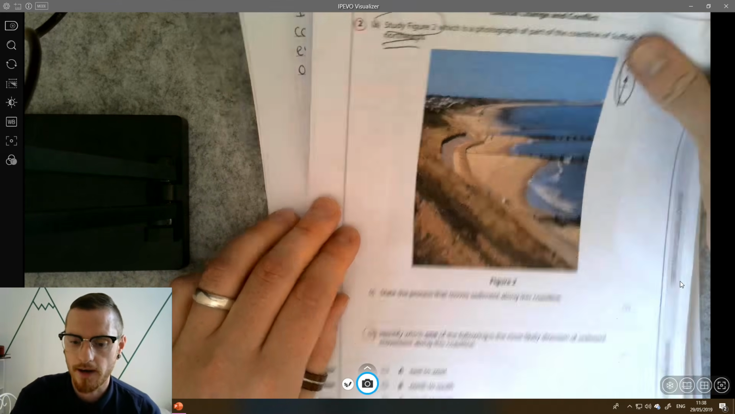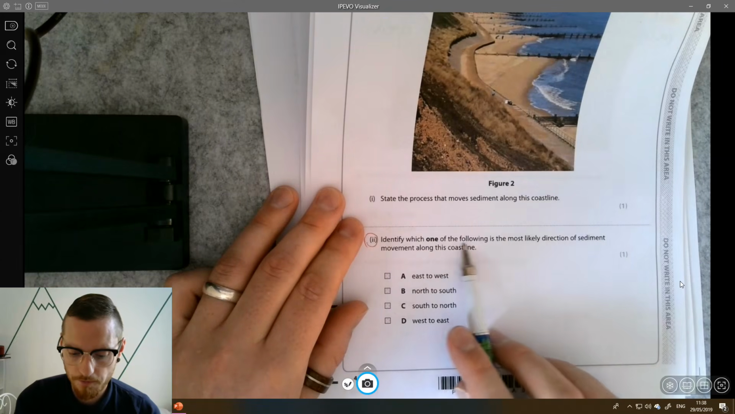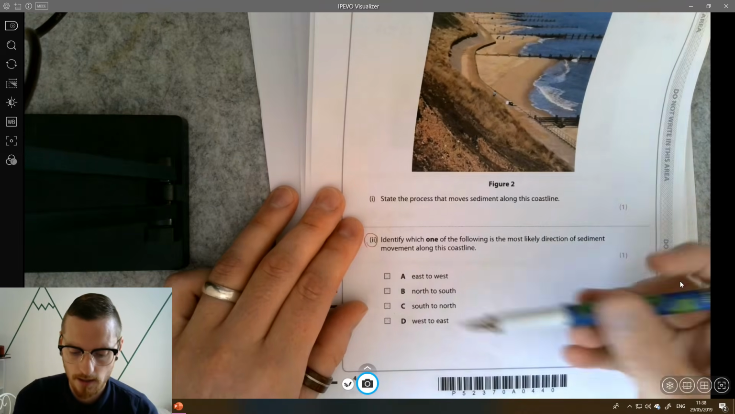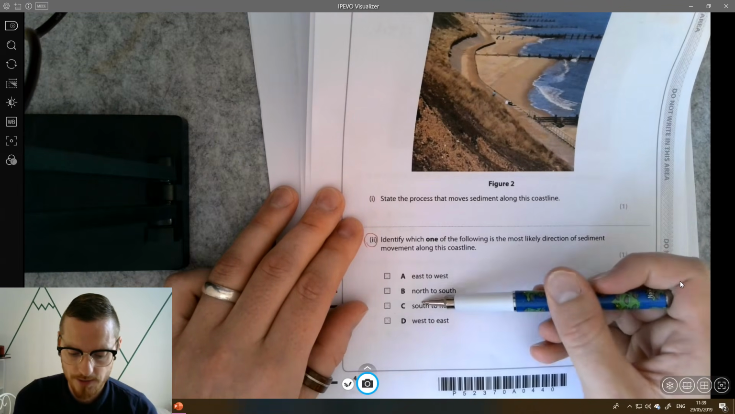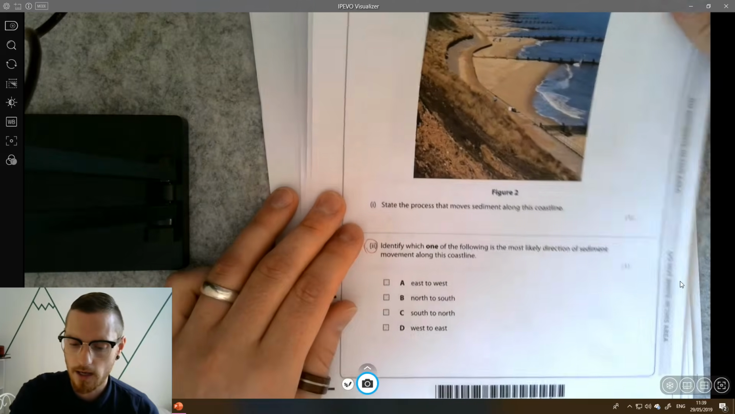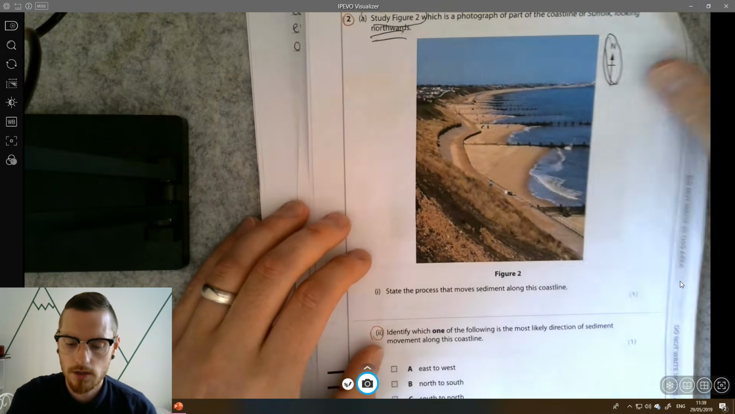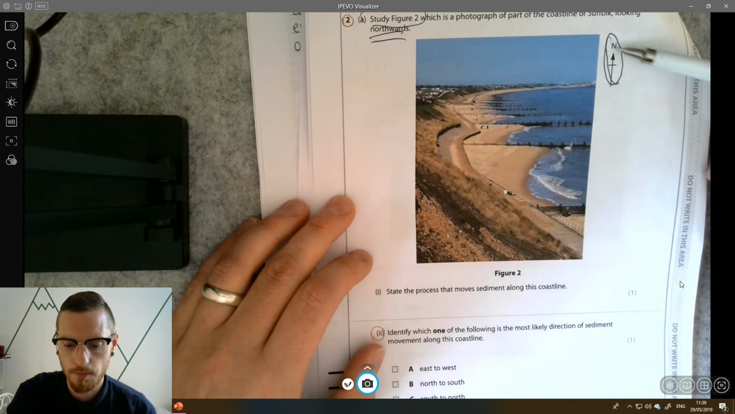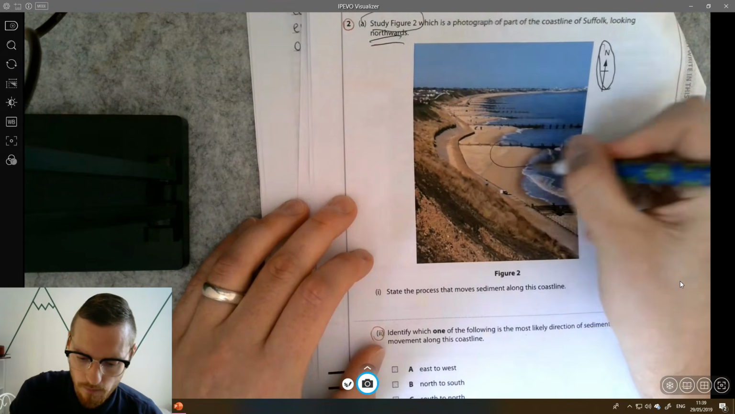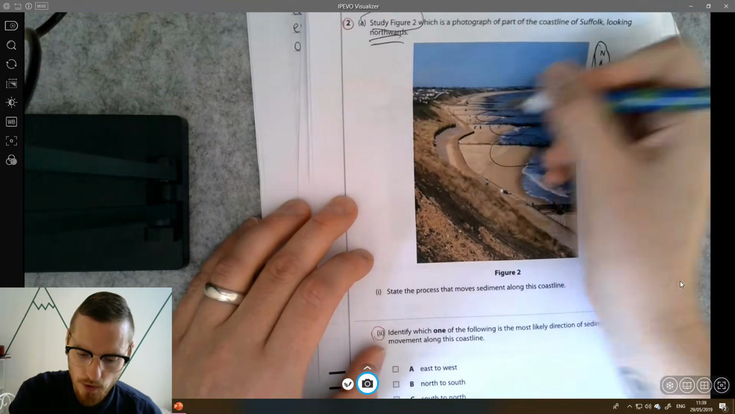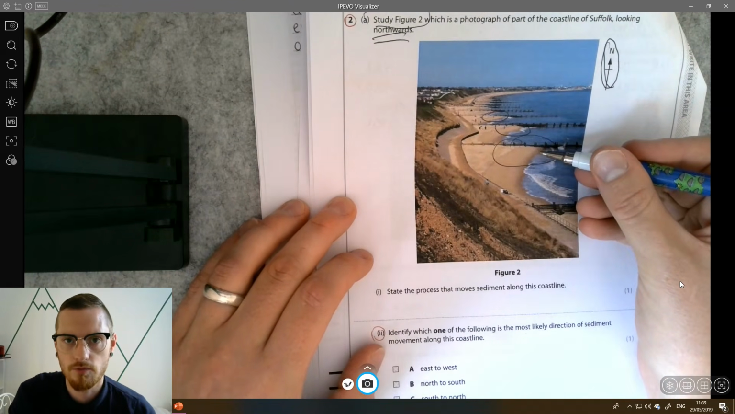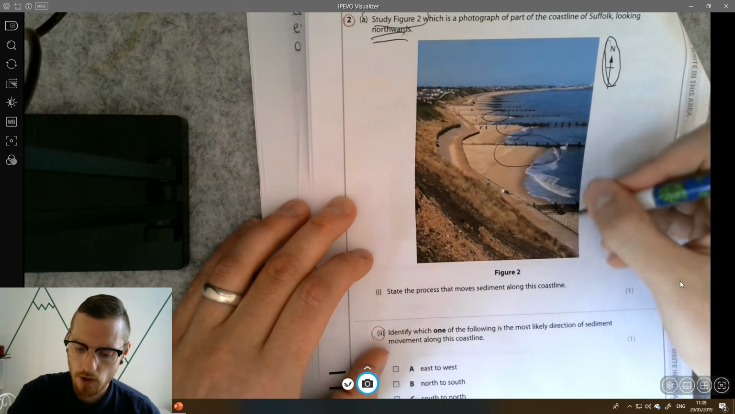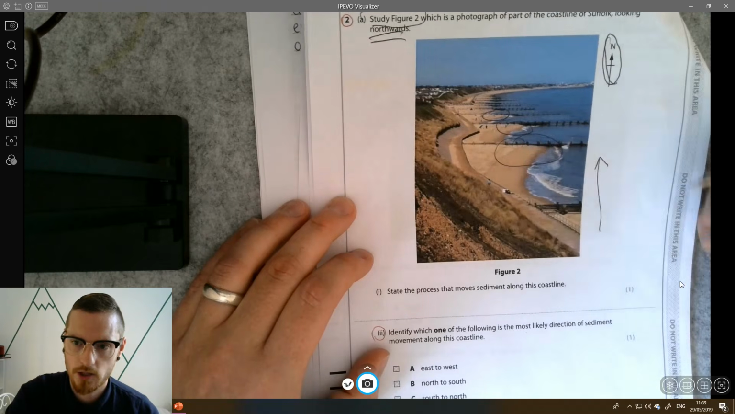Question here: identify which one of the following is the most likely direction of sediment moving along this coastline? East to west, north to south, south to north, west to east. Now, they're expecting you to think about the language in the question and to use the compass rose. Here, we can see that there is more sediment on this side of the groin, which is telling me that longshore drift is operating in this direction.